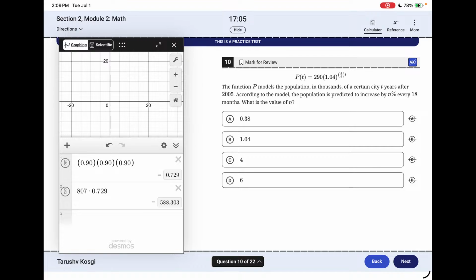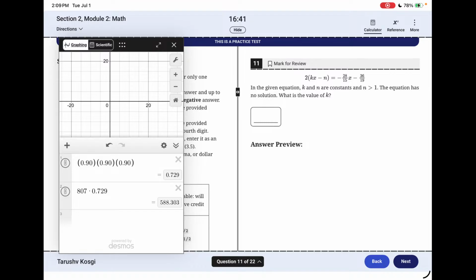Function P models the population of a certain city T years after 2005. According to the model, the population is predicted to increase by n% every 18 months. What's the percent? 4%. This is 1.04, so thereby it's 4%.